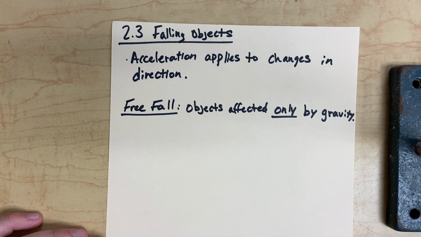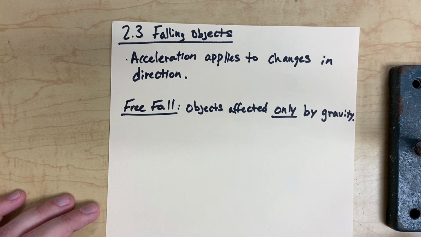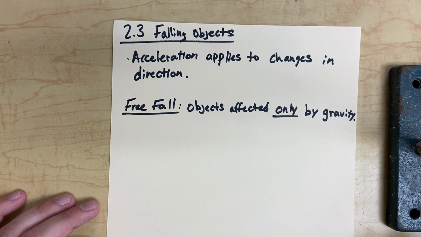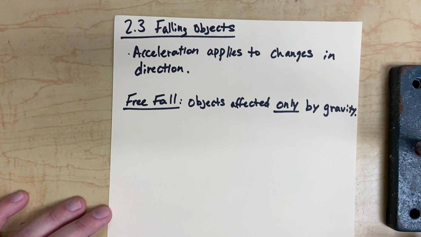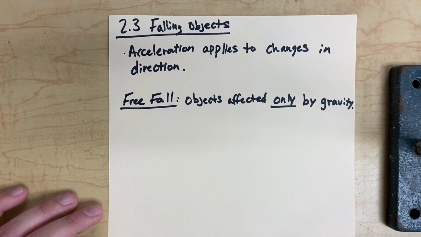When you jump out of a perfectly good airplane and you are dropping down towards the ground, you're only being affected by gravity. Yes, there's air resistance, but we're going to talk about that a little bit later, okay? Objects that move through space, only by gravity. Things like in that regard, okay?